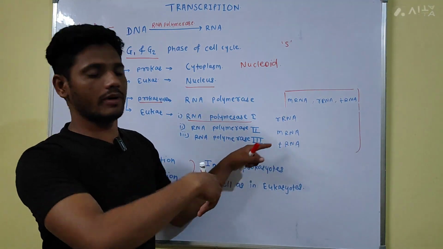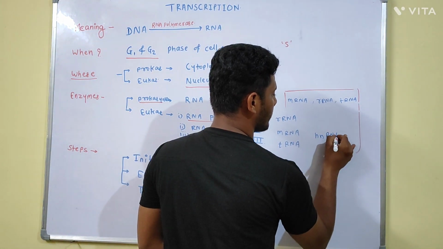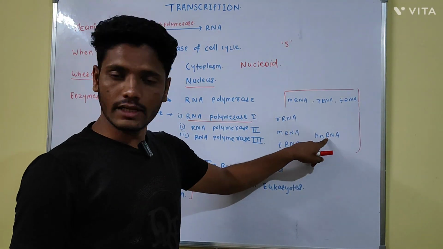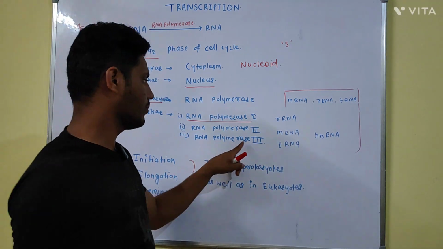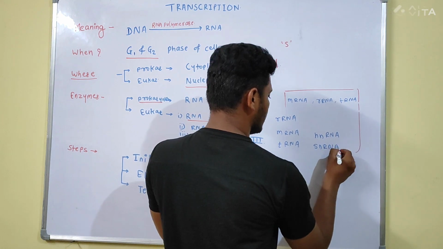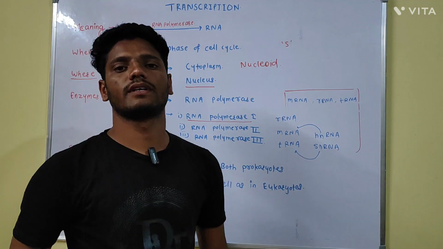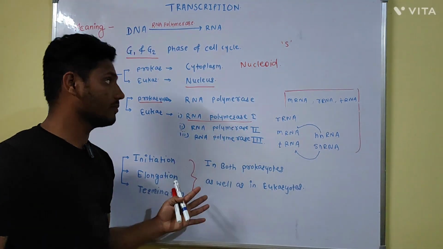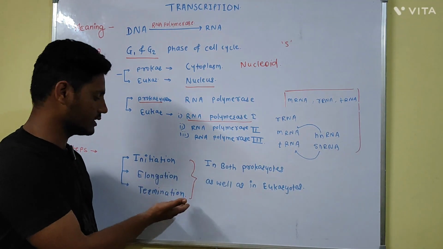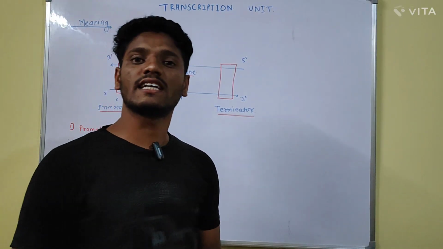It forms the precursor of the mRNA, that is heterogeneous nuclear RNA. RNA polymerase 2 will form first the hnRNA and then the mRNA, while RNA polymerase 3 will form first small nuclear RNA and then tRNA. First hnRNA, then mRNA. The steps in the transcription process are the same in both prokaryotes as well as eukaryotes. First there will be initiation, then elongation, and at last the termination of the transcription process.